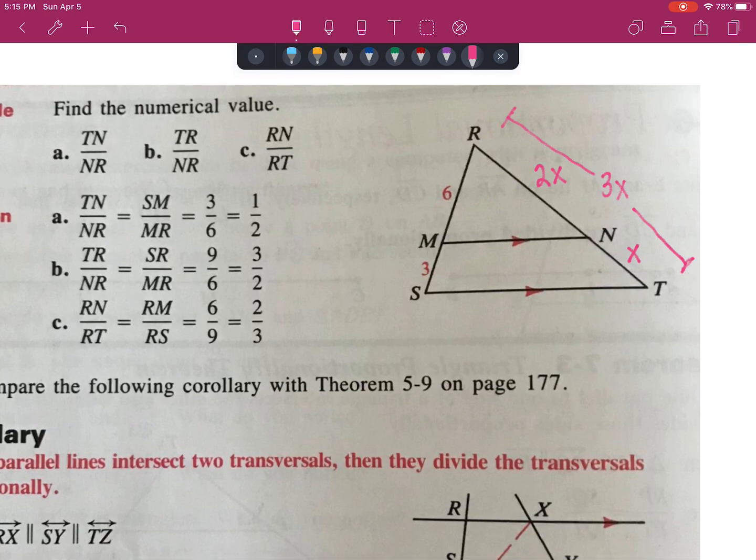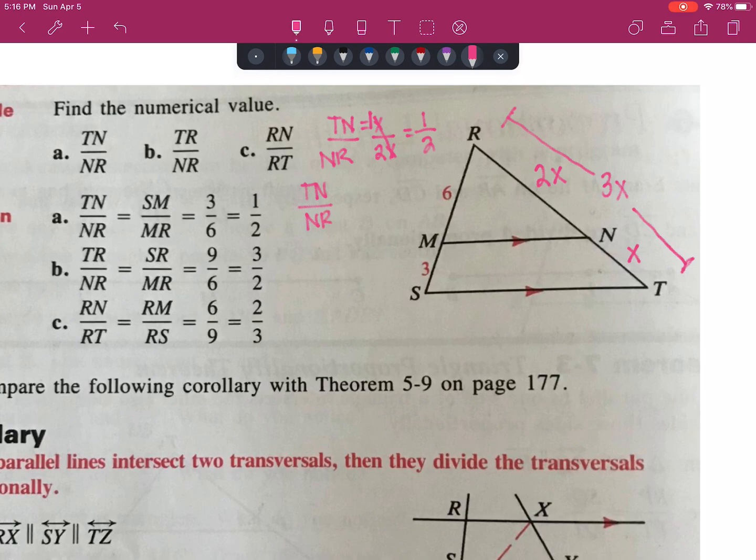Now we don't know the value of x. We're not really asked to find the value of x, and we won't be finding the value of x. Quite frankly, we can't, because x could be anything. But we do know that TN is equal to x, and NR is equal to 2x. So the x's cancel, and that leaves me 1 over 2.